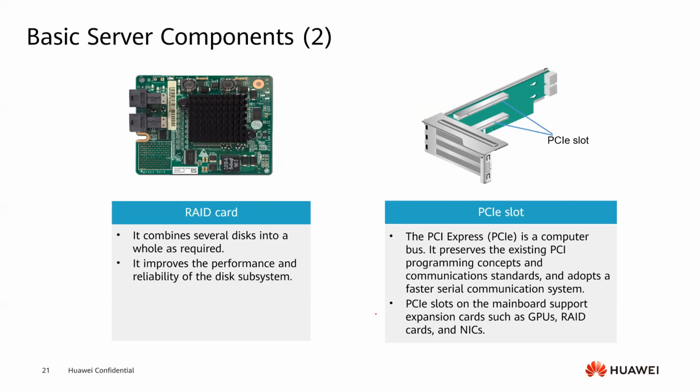And we have the PCI slot in the server. This is the slot. We can use this PCIe slot to expand the server. For example, we can insert GPU chips and RAID cards. We can plug the RAID cards into the PCIe slot, and the NIC cards or other disks can also use the PCIe slot. Okay, these are the basic server components.